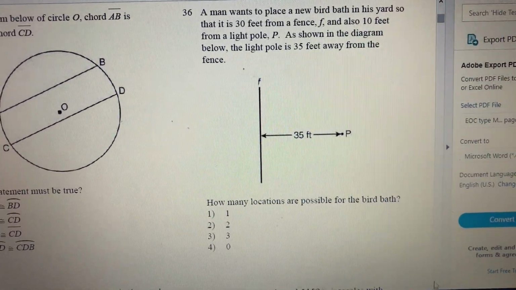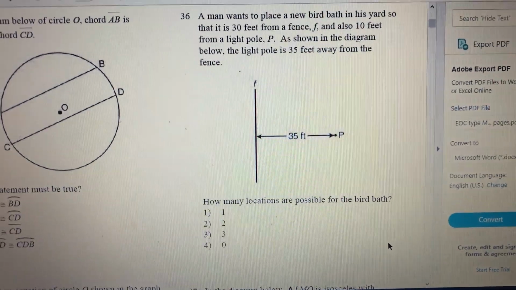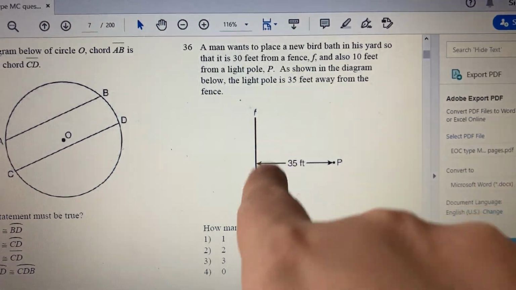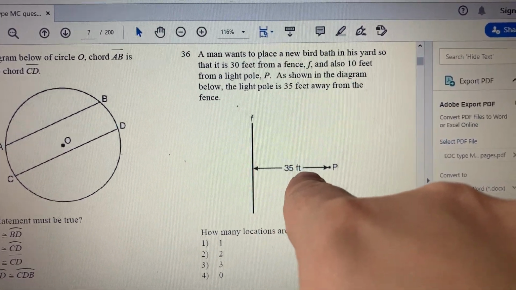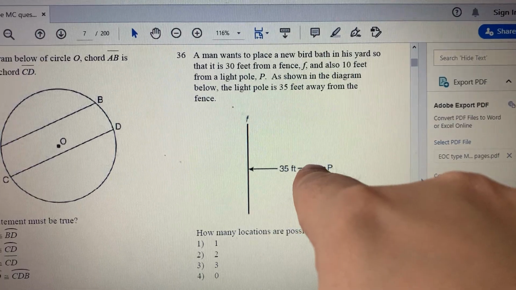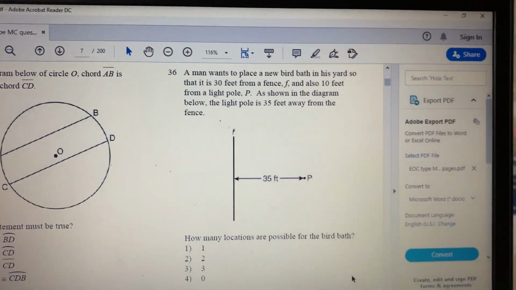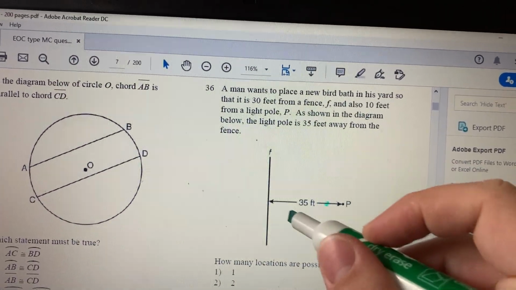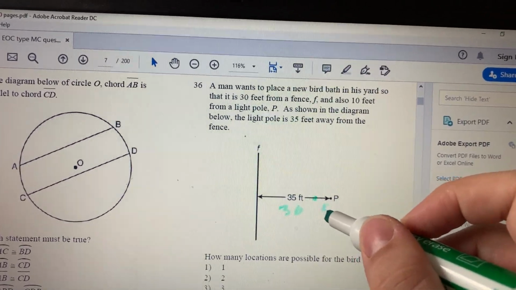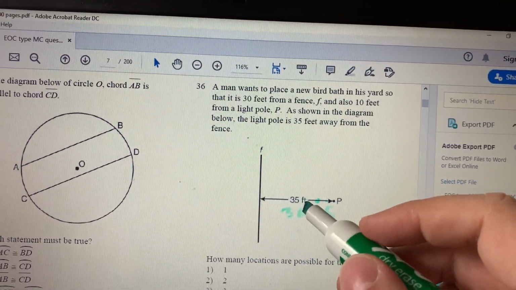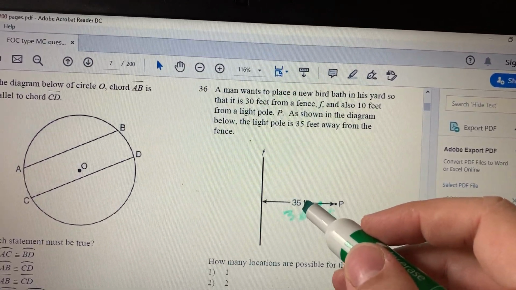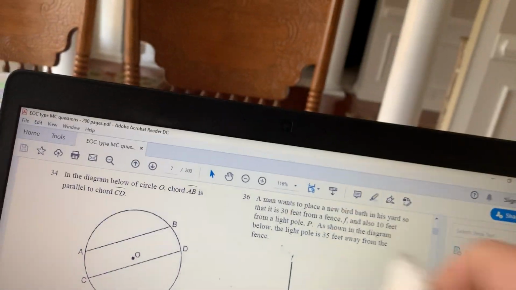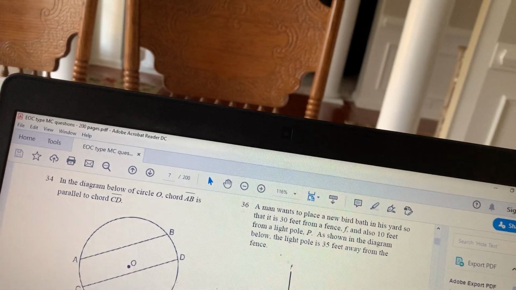How many locations are possible for the bird bath? So you almost gotta, again, I hate saying common sense, but that's really what you got to do here, okay? So, obviously, I can't put the bird bath on this line, okay? Because if it was 30 feet from the fence, if I put it out here, it would only be 5 feet from the light pole. And same goes the other way. If I put it over here where it was 10 feet from the light pole, it'd only be 25 feet from the fence. So I can't put it going straight out between them, okay?